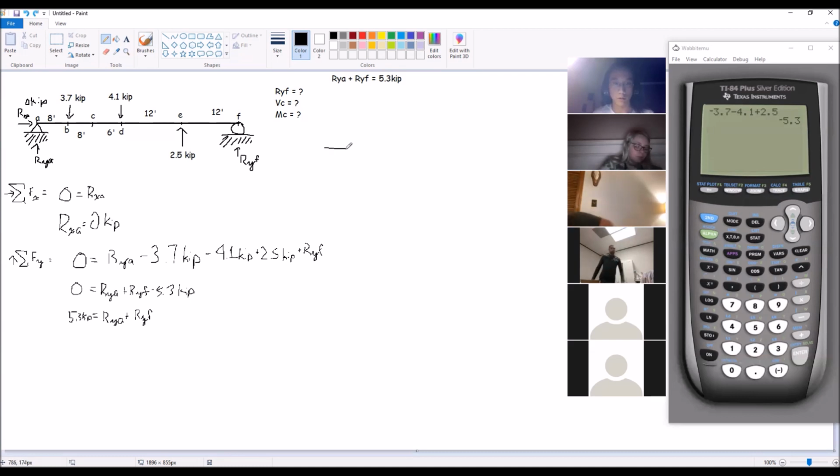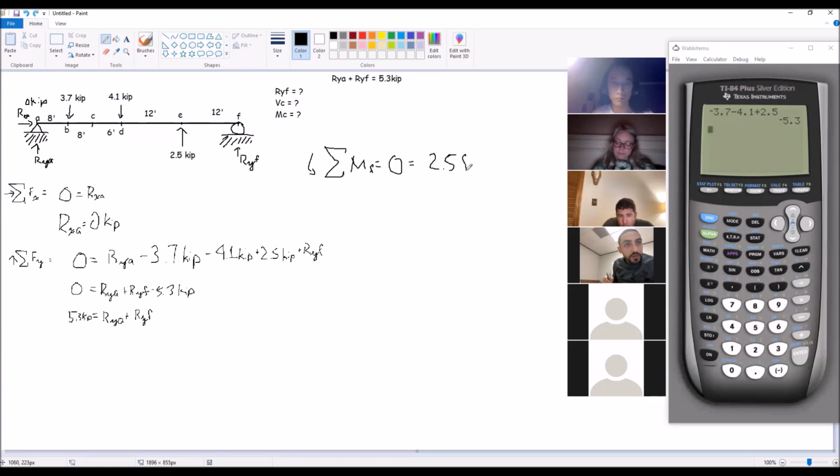Anyway, let's just take it at F because you all seem to like F. Summation of moments at F, assuming counterclockwise is positive. All right, 0 equals RYF. How far away is that from F? 0 feet. So let's just ignore that. 2.5 kips. How far is that away from F? 12. And is that positive or negative?